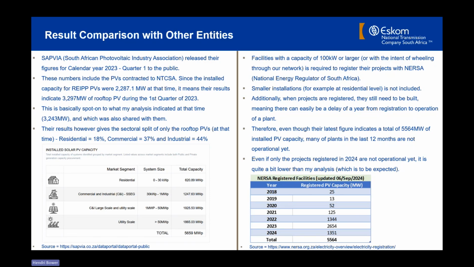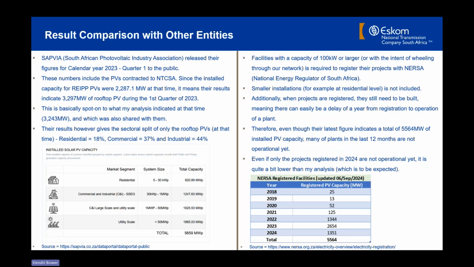What's great, however, of the results that's released by SAIEE is it gives a breakdown of the sectors. And I think that is very great to look at. So at that time, for quarter one of 2023, residential was looking at, for the rooftops, around about 18%, for commercial sector, 37%, and then the industrial sector, 44%. So it's fantastic to be able to have that breakdown as well. It gives quite a significant insight, and I've included the source there at the bottom.